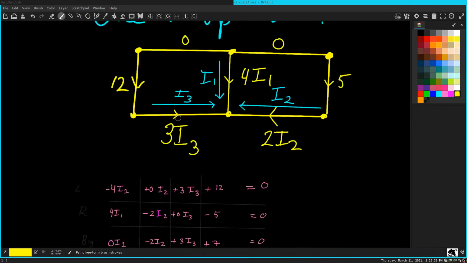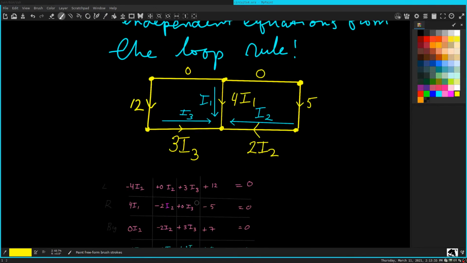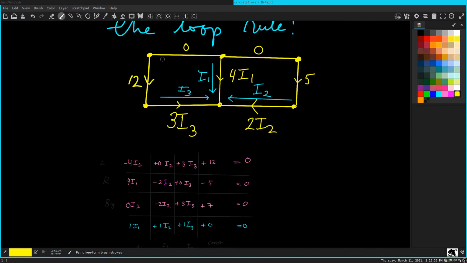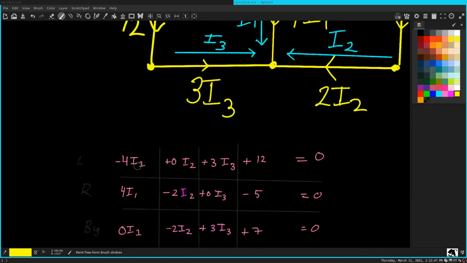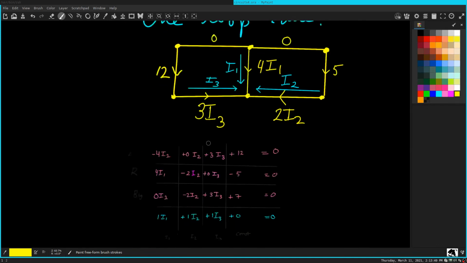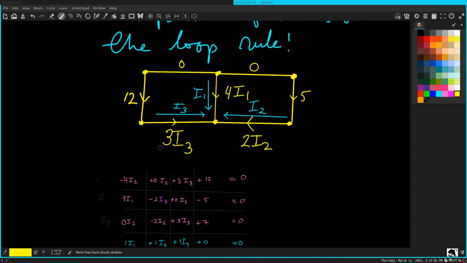So if we look back, let's take this left loop. 12 plus 3I3, no component for I2, minus 4I1 plus 0 is equal to 0. I just wrote that as an equation here. The right loop: plus 4I1 minus 2I2, no component for I3, minus 5 is equal to 0. That's the loop rule, which is that the sum of voltage drops over any loop is 0.